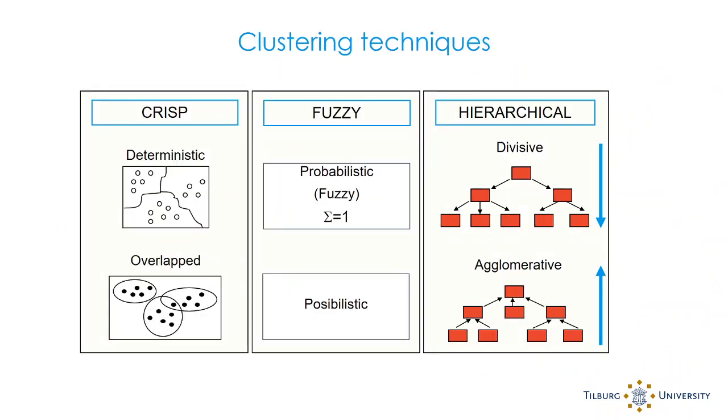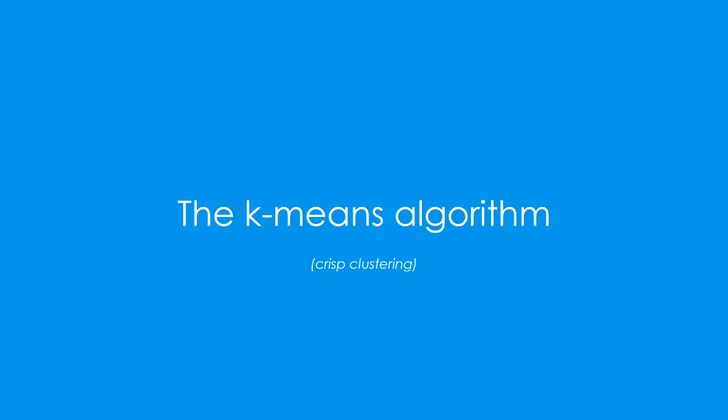So, as a matter of summary, we have three main types of clustering algorithms. So we have crisp methods, we have fuzzy methods, and we have hierarchical methods, okay? And we are going to discuss a bit the main features in each case. So let's start with the k-means algorithm, which is probably the most important representative of crisp clustering.